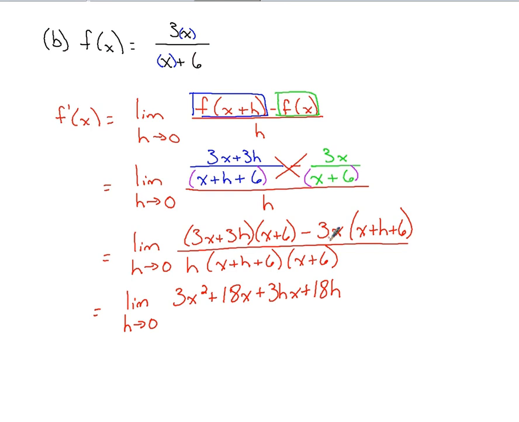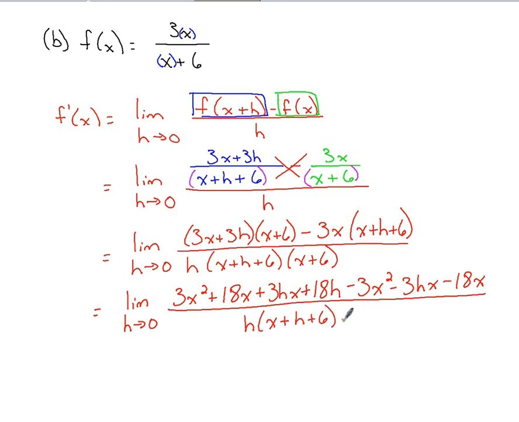Now if I distribute this negative 3x through, I've got negative 3x squared when I multiply to x. I've got negative 3xh or hx when I multiply to h. And I've got negative 3x times 6, so that's going to be negative 18x. Got my distribution done. In the denominator, I leave all this alone. Want to leave it factored because it makes things easier to cancel out here in just a moment.